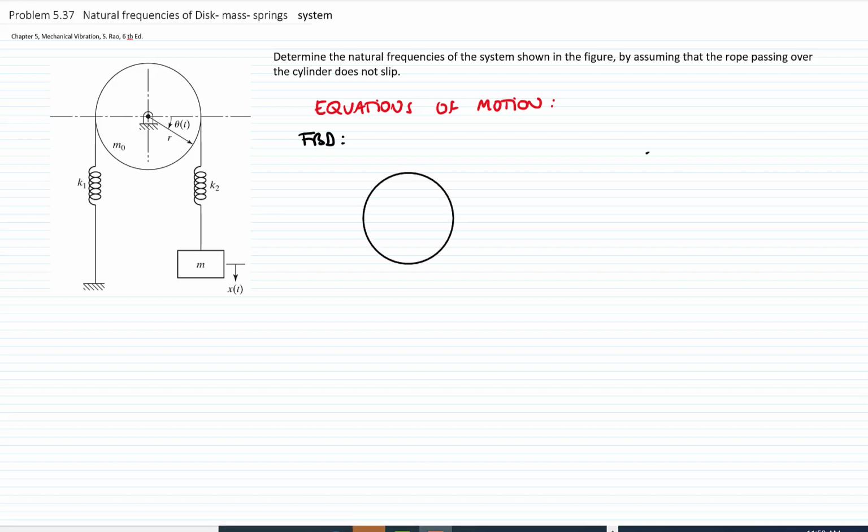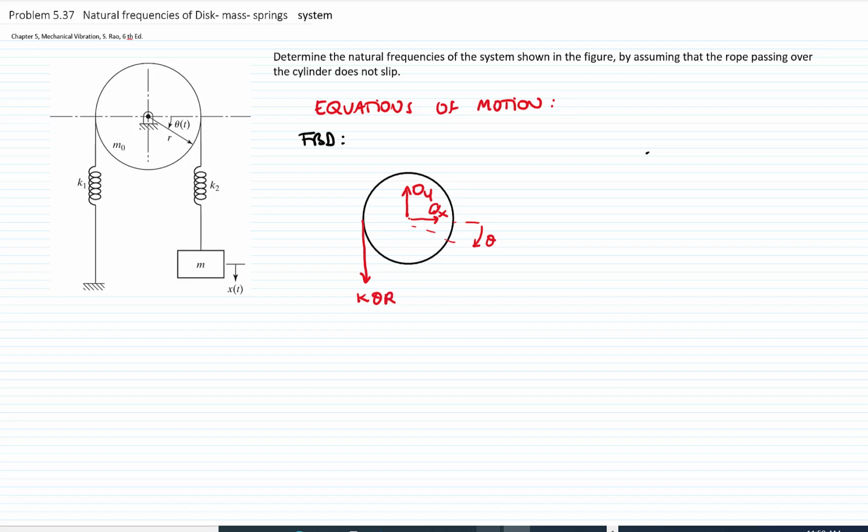I will draw the free body diagram of the disc, and I will assume that it's rotating clockwise. The pin creates two reactions, and since it's rotating clockwise, the spring creates a force that is k1 times the displacement of one end of the spring, which is theta r.